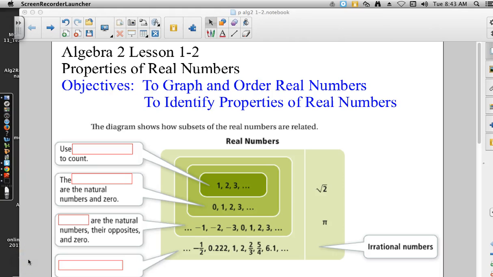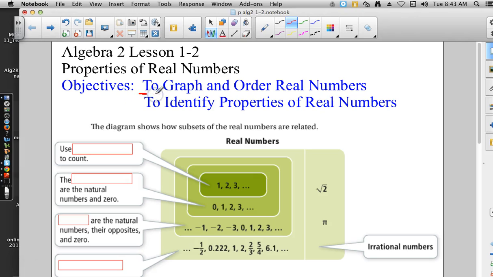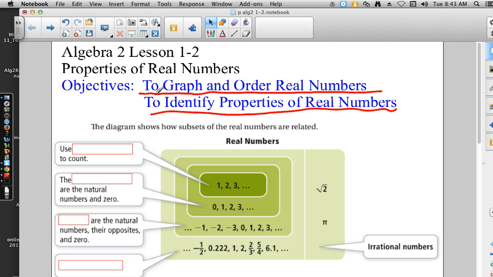This is a lesson for Algebra 2 for section 1-2, and we're talking about properties of real numbers. Our objectives here, and this time through I'm not going to highlight, because when I did that, the copy of the completed notes, you couldn't even read the words anymore because it was all covered up. So we want to graph and order real numbers and identify properties of real numbers.